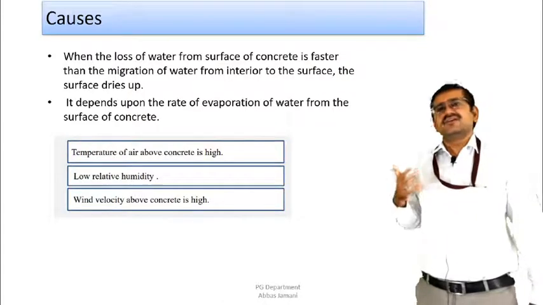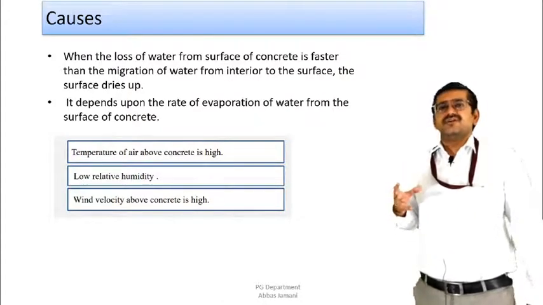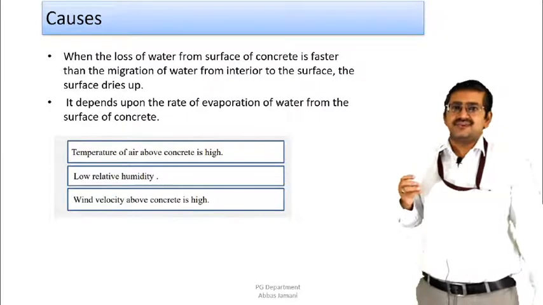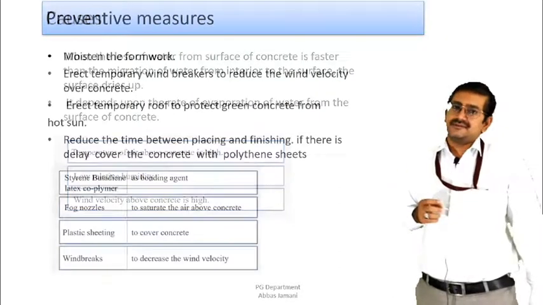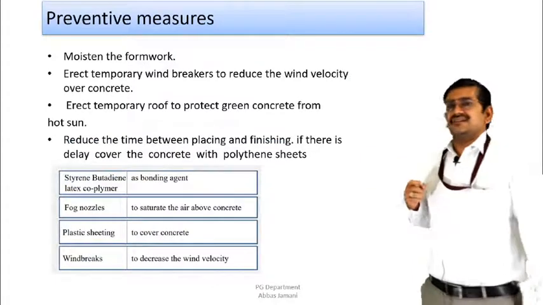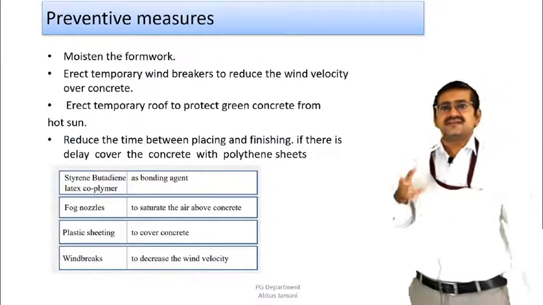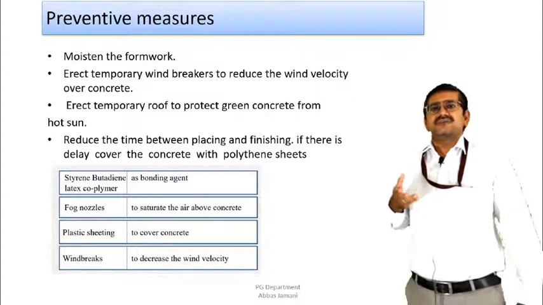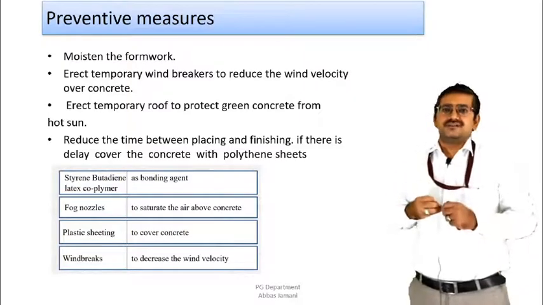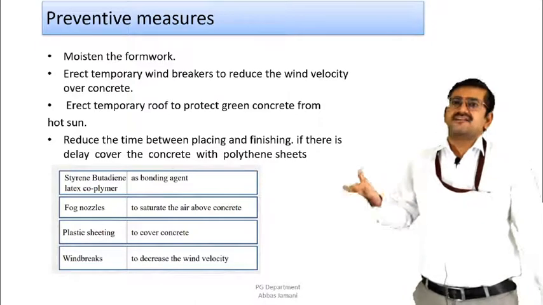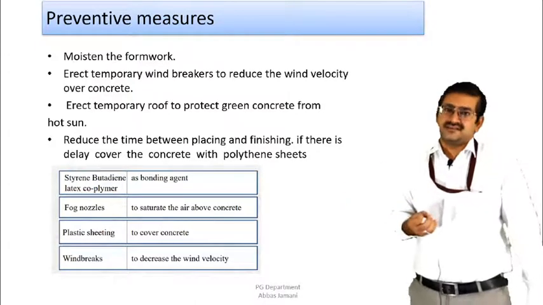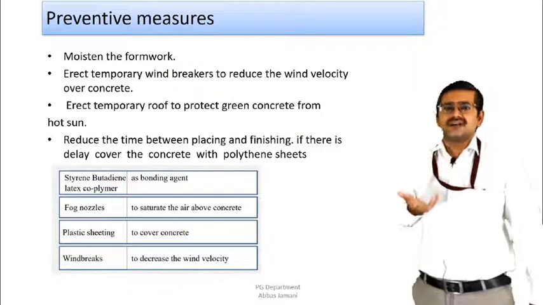So basically, you can attribute the main cause of these cracks appearing due to plastic shrinkage to the rate of evaporation from the surface of the concrete. Now, lastly, the question is, what can be the preventive measure? The preventive measure is very simple. If you control or restrict the movement of moisture from the surface of the concrete, you can avoid the plastic shrinkage. Now the question is how we can avoid this movement of moisture.